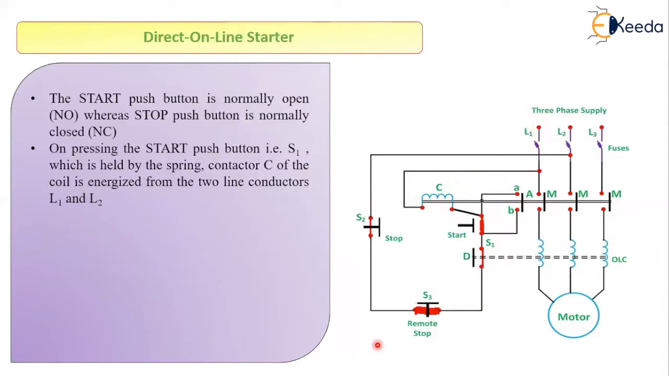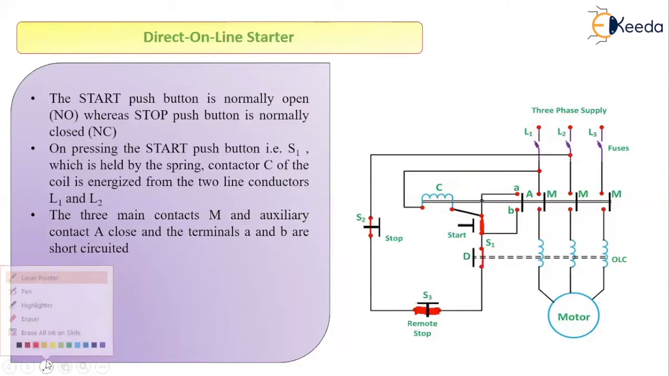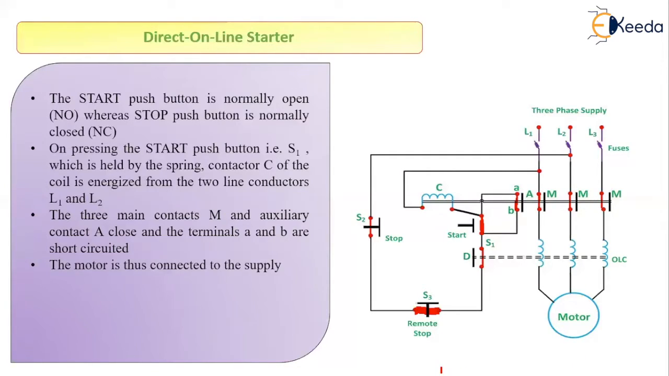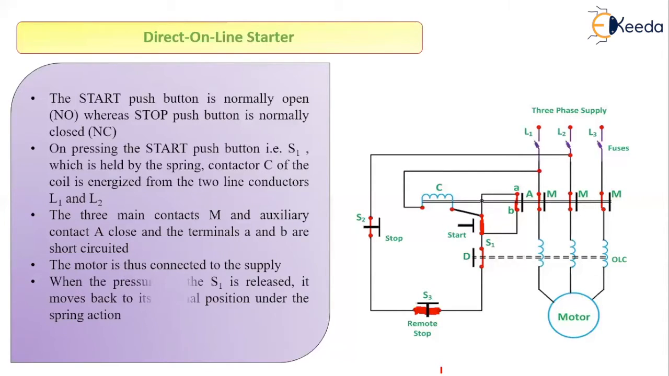Now let us see what will happen when the contactor energizes. As the contactor energizes, the three main contacts, that is these three, which are connected in each phase of the induction motor, will close. So here I am closing the contacts. As well as the auxiliary contact will close. So the terminals A and B are also short circuited. Now you can see the total circuit is complete. So what will happen? The three-phase supply will directly reach the motor. So the motor is thus connected to the supply and it will start operating.